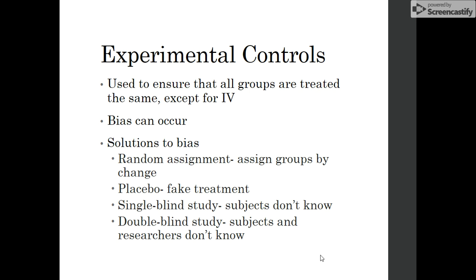You can do single blind experiments where the subjects don't know which group they're being assigned to. That way they can't influence the results of the experiment. Or you can do a double blind, where the subjects and the researcher don't know who's been assigned to what group. They just go in, conduct the experiment, and that's it.